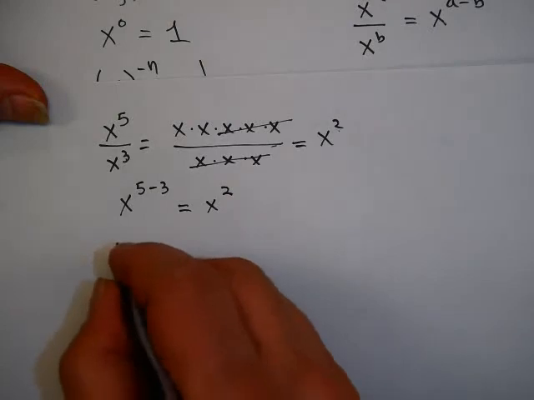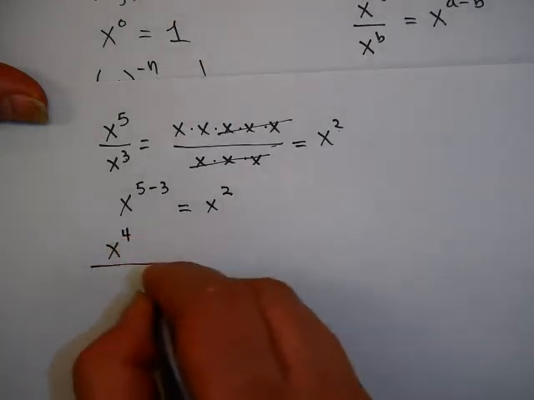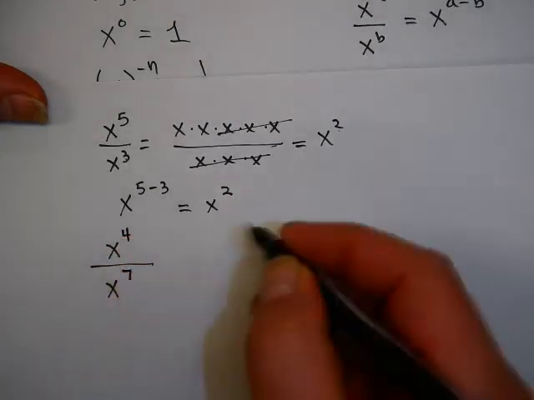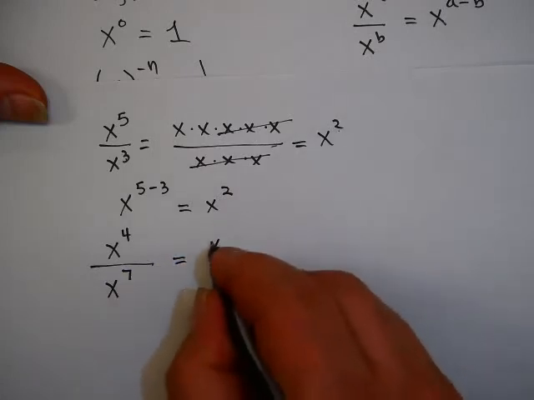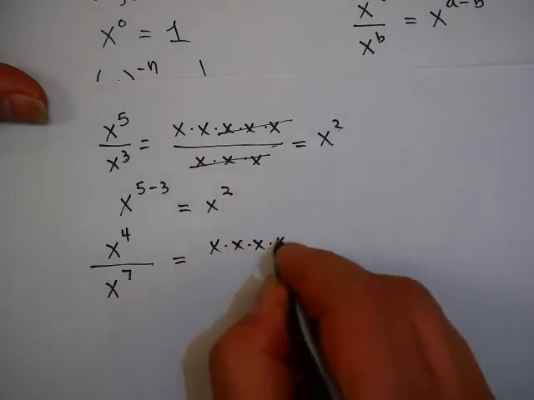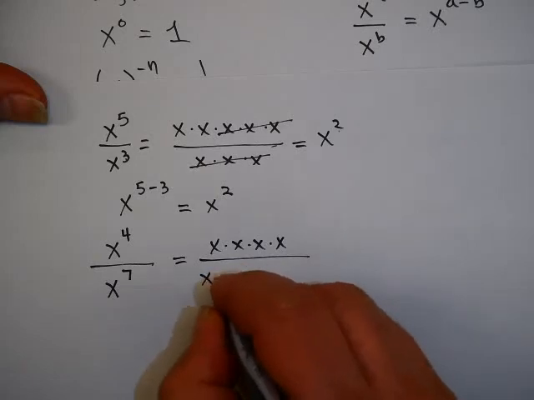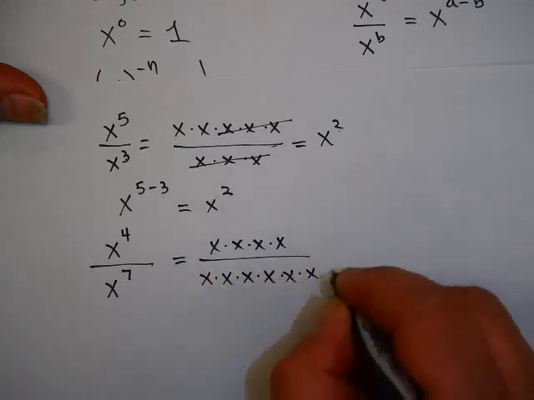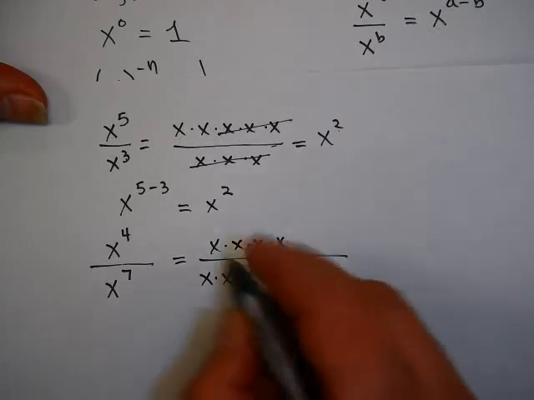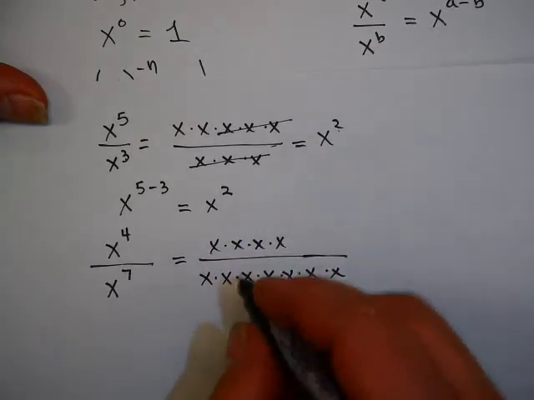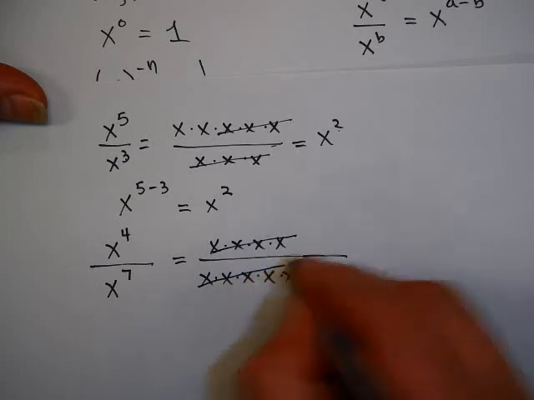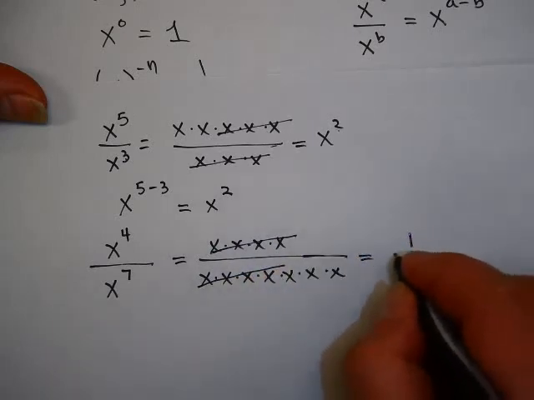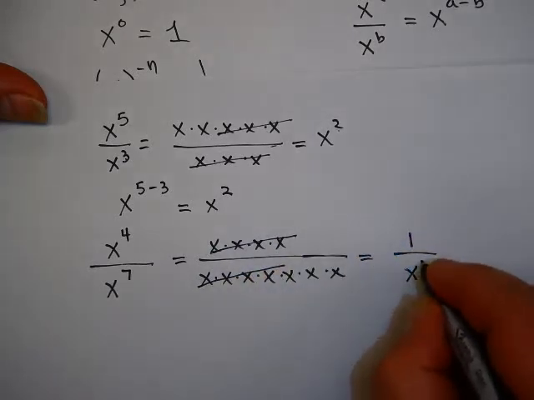It also works if you have a problem, say, like this. X to the 4th, of course, is x times x times x times x, and x to the 7th has 7 x's. Now again, this is all multiplication. This fraction bar means divide, so I'll get rid of those. And I have a 1 up here over x cubed.